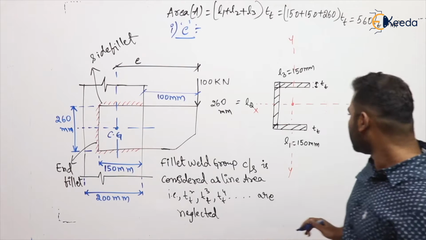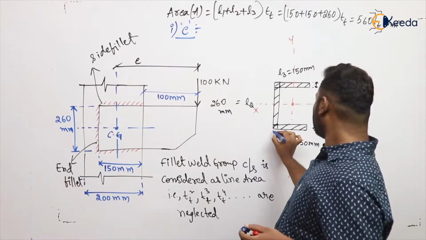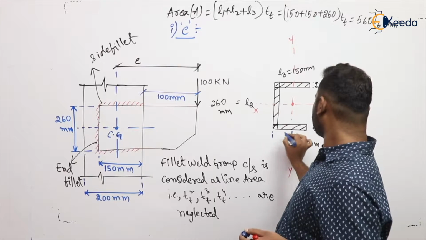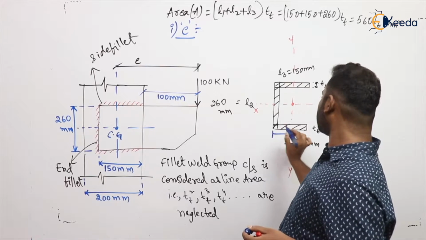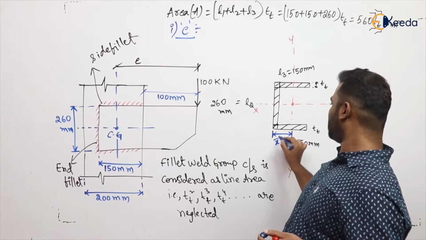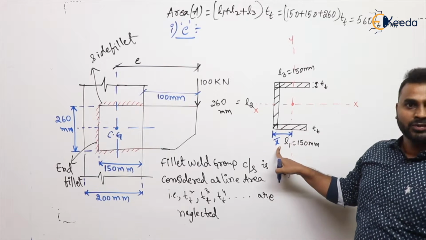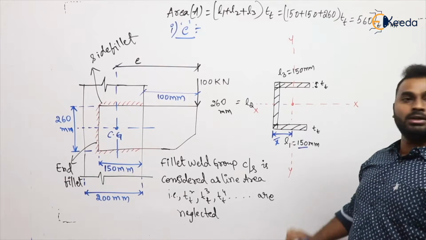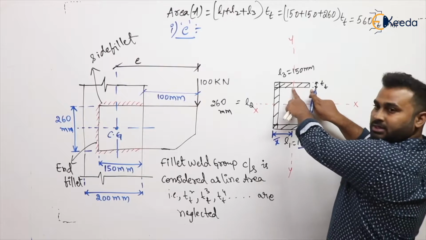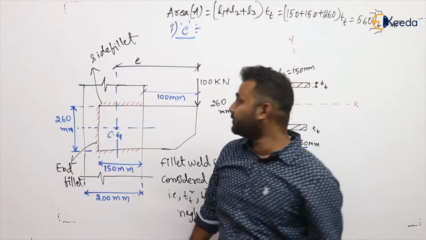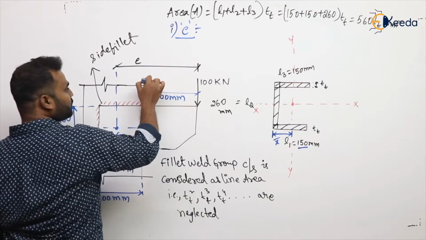Here I will show. Let us consider the CG from this extreme face. So the CG is X bar. If you know X bar, we can subtract that X bar from 150, then we'll get this distance. So this distance plus 100 mm will give the eccentricity. Yes or no? In the diagram we have shown it very clearly.